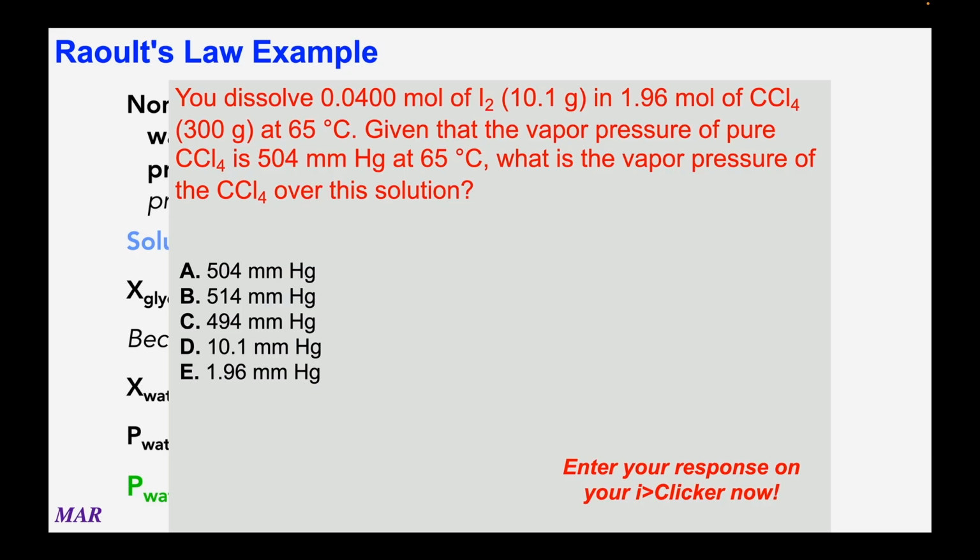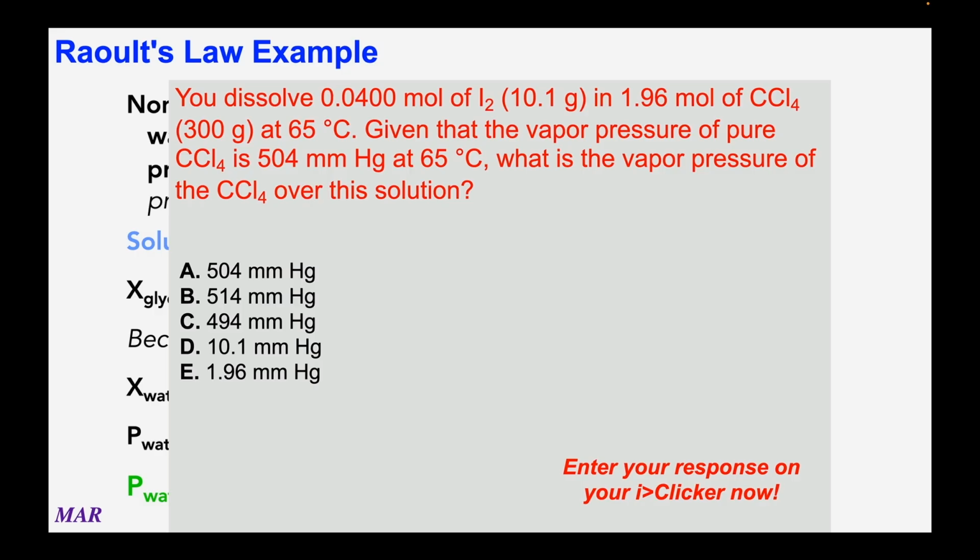All right, so before we start this problem, let's just identify what's going on here. Carbon tetrachloride is the solvent. It has a vapor pressure, 504 millimeters of mercury at 65 degrees Celsius. And what we're doing here is we're putting a solute, iodine, in the carbon tetrachloride. So iodine is the solute, carbon tetrachloride is the solvent, and we have here an iodine in carbon tetrachloride solution. All right, so what we're looking for here is the vapor pressure of the solvent, carbon tetrachloride, over the solution.